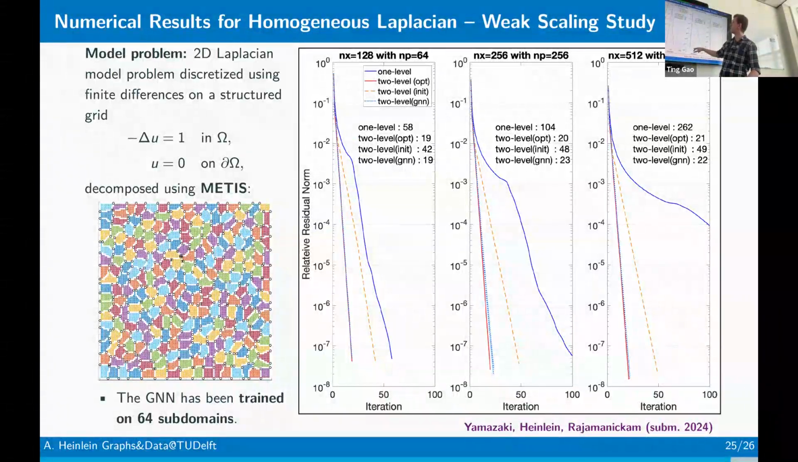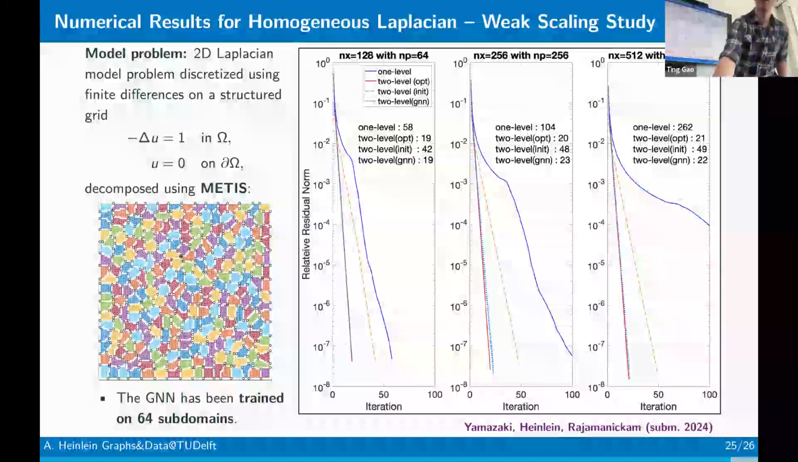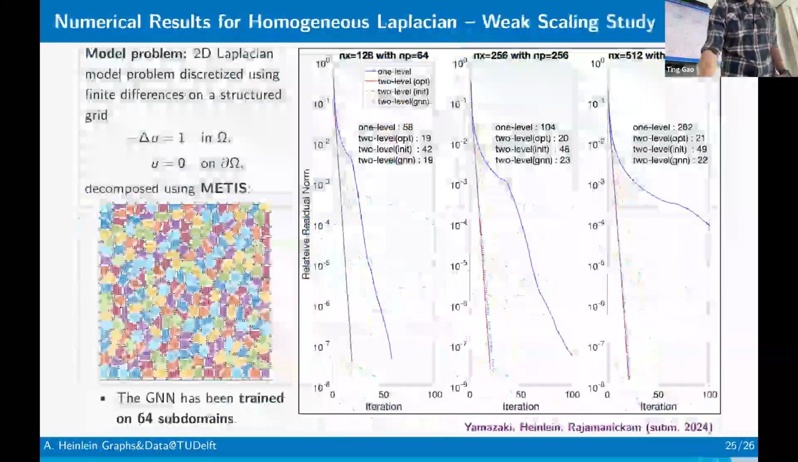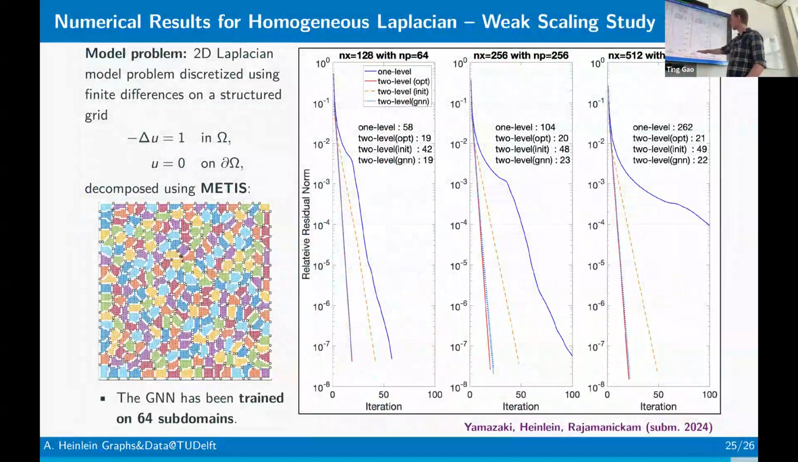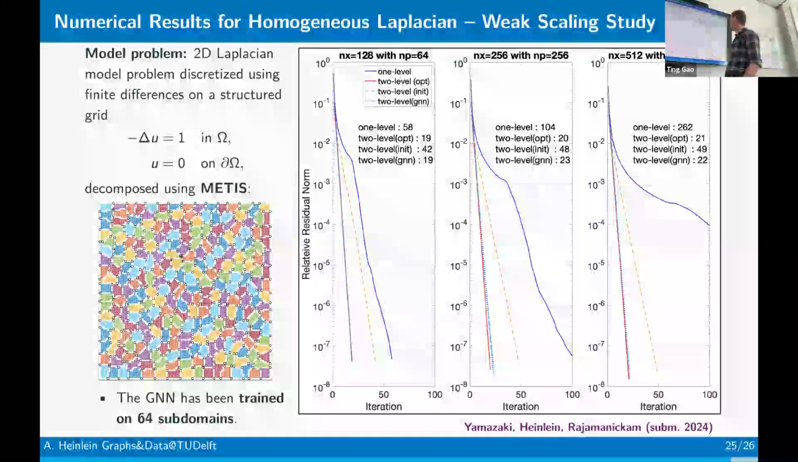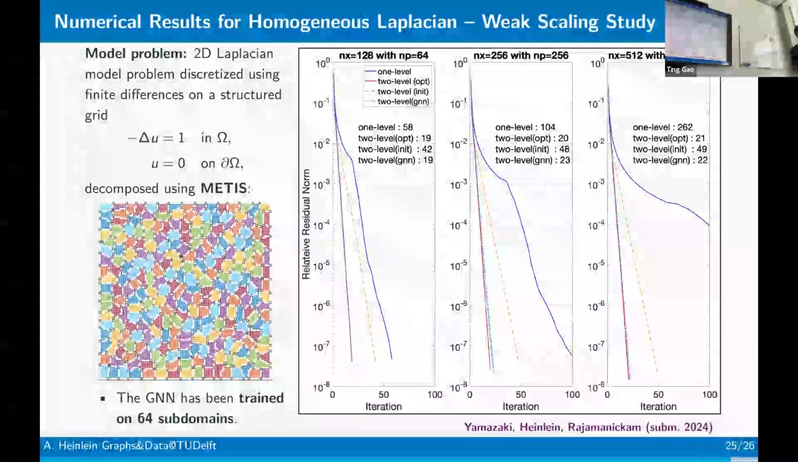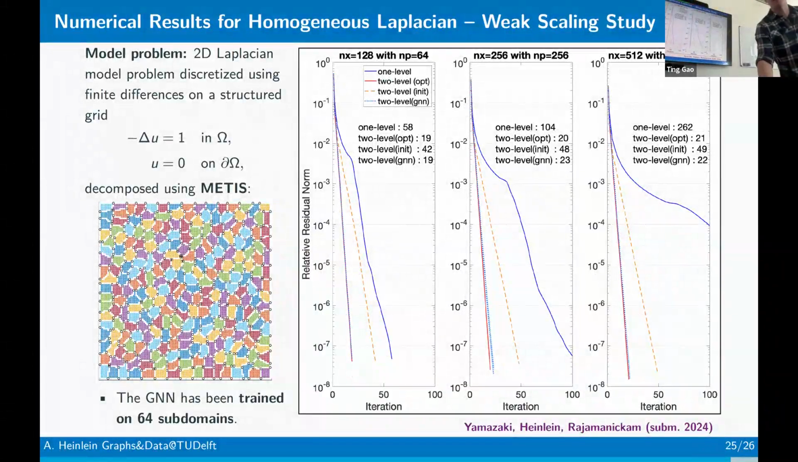The yellow dashed line is basically if you would use our initial function here as a coarse function. This is already a partition of unity. These functions also represent constant functions by construction, but they are not very good. They give you something reasonable, but still much worse convergence than if you use the GNN, which basically gives us the same performance as if we would do this costly construction that we did before. So we get more or less exactly the same.